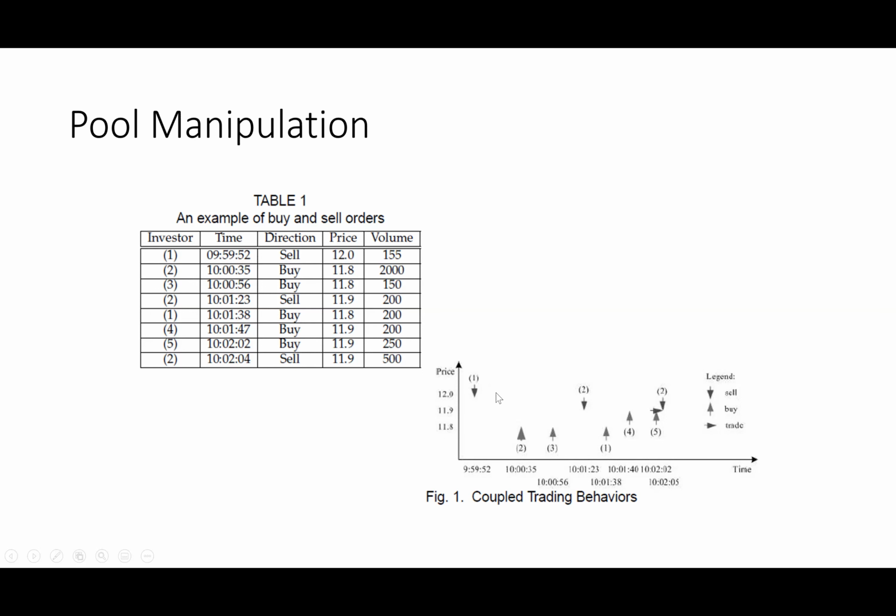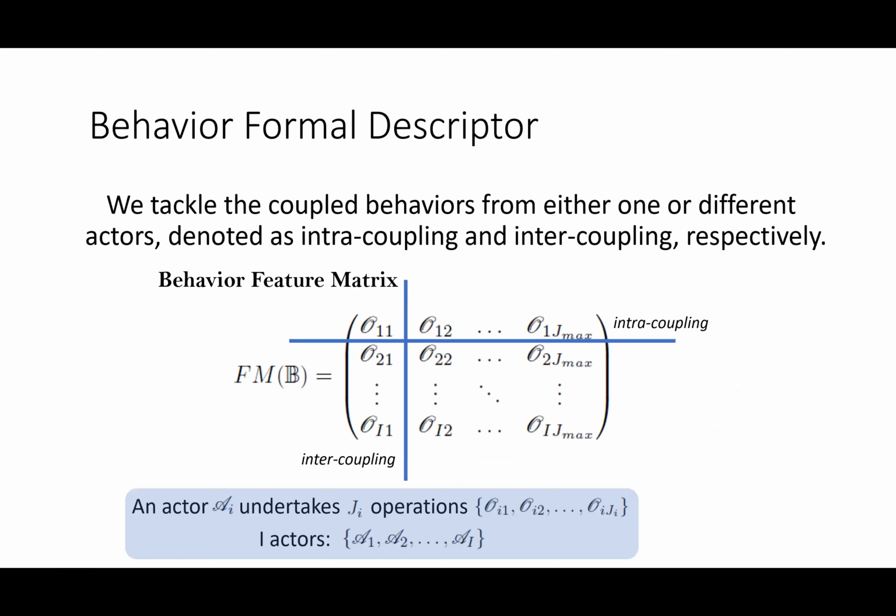So what we do is look at, okay, we have investors 1, 2, 3, 4, 5, and look at their buy or sell behavior, and then try to model their relationship, the similarity or relation between them, and then find a group that actually collaborates and manipulates the stock.